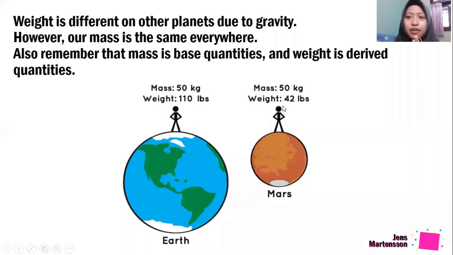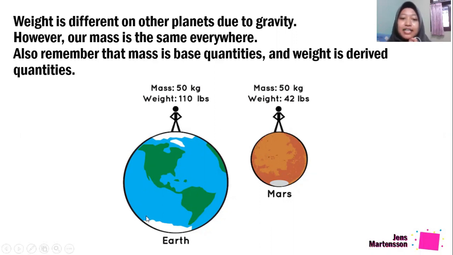Okay, do you know that weight is different from mass? Yes, it's different because weight is different on other planets due to gravity. However, our mass is the same everywhere. Also remember, mass is a base quantity and weight is a derived quantity.